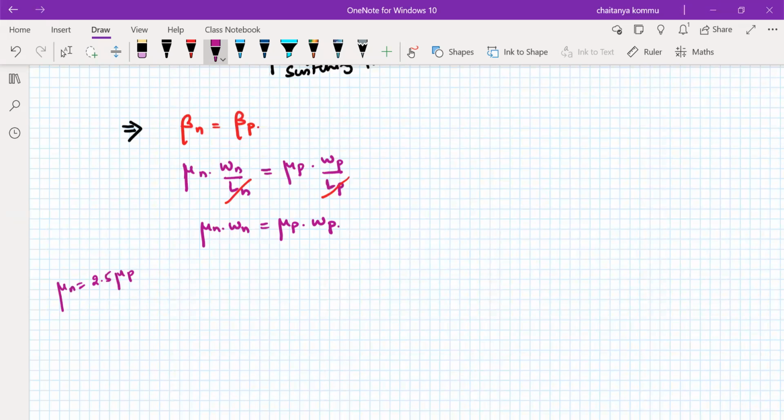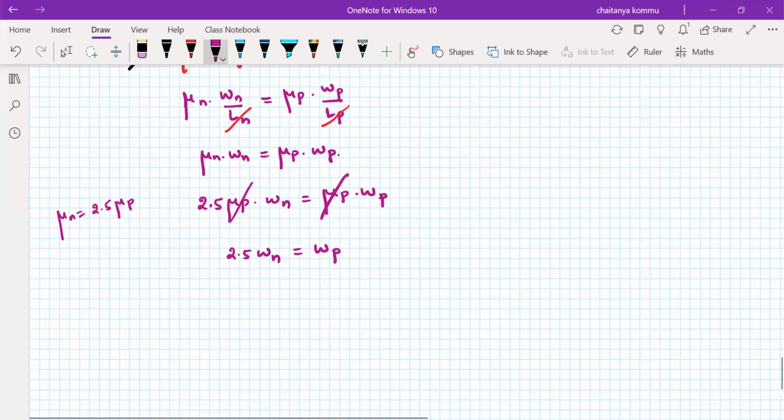It is moving in the covalent bonds. That's the reason why the mobility of the electrons or holes is less. So mu n is actually what value can I write? 2.5 times mu p into Wn is equal to mu p into Wp. So mu n will get cancelled. Therefore, 2.5 times Wn is equal to Wp.